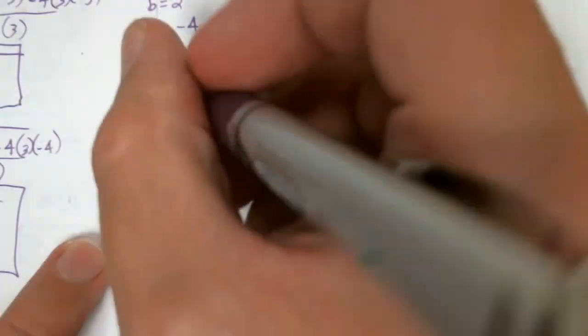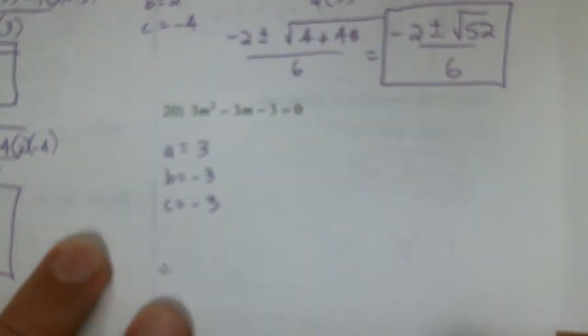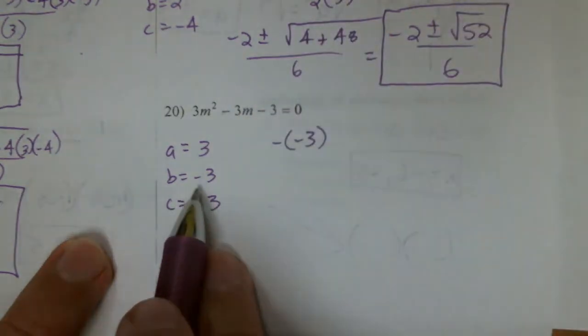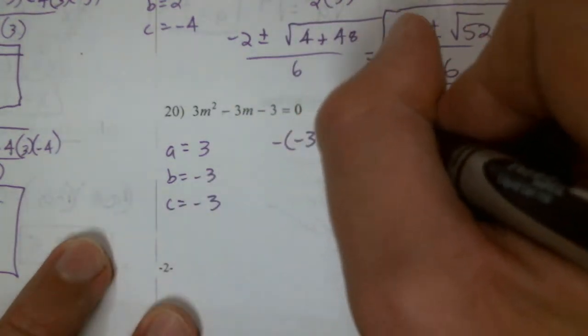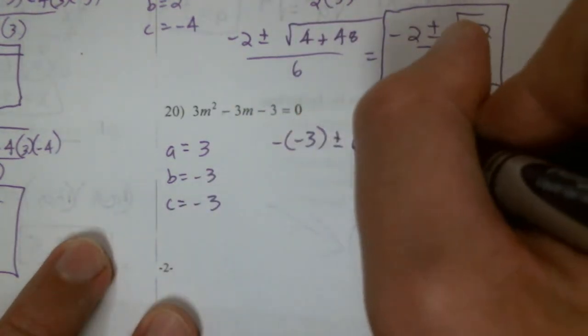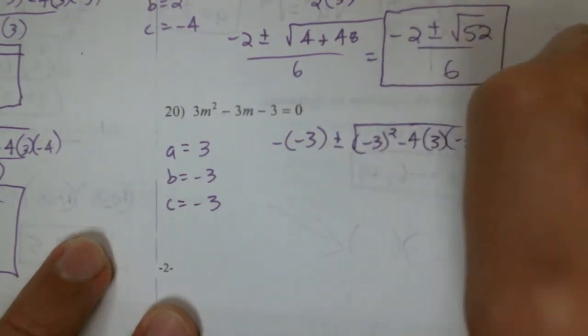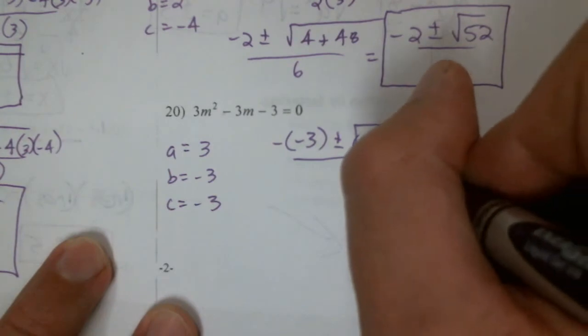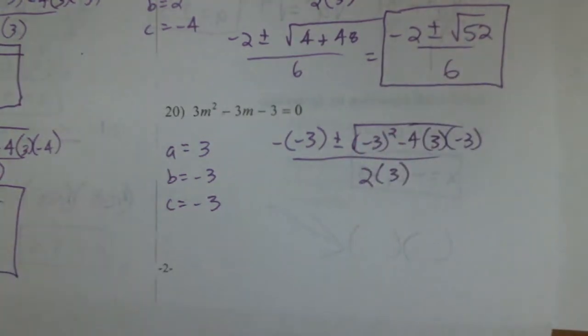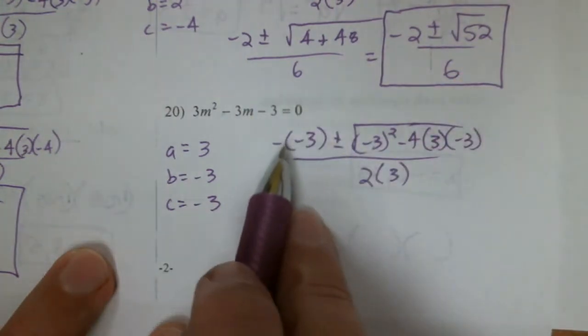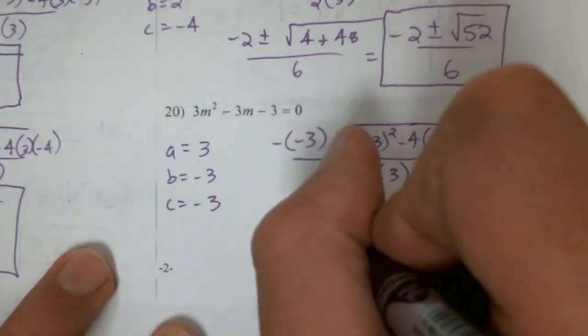Okay, last quadratic formula. Lots of 3's here. A is 3, B is negative 3, C is negative 3. Okay, no problem. Negative B, negative 3, because the B is negative. Plus or minus the square root of B squared, put that in parentheses, minus 4 times A times C. All of this over 2 times A, 2 times 3. Lots of 3's. That's going to make that a positive 3, double negative. And then plus or minus the square root.